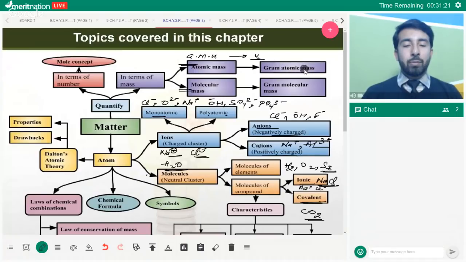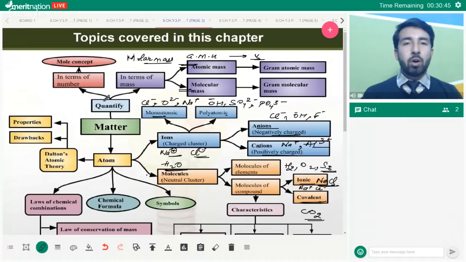Similarly, the gram atomic mass represents the mass of 1 mole of the atoms of that substance. Similarly, we have molecular mass. Molecular mass is the relative mass of a molecule as compared to the mass of the C12 atom. Also, the gram molecular mass states the mass of 1 mole of molecules of the substance. Now, discussing in terms of number. One more important thing is your molar mass.